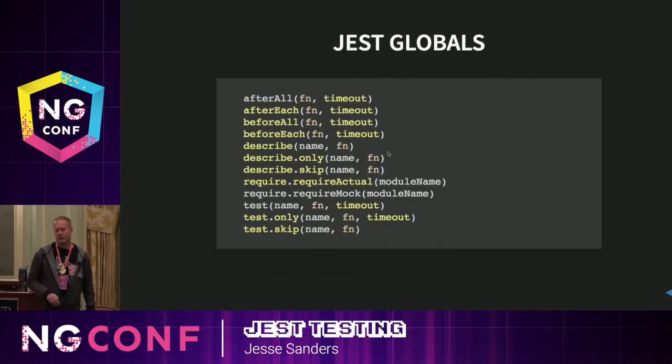All right, Jest globals here. These globals should look very familiar. These are pretty much the same globals that you have with Jasmine. Really, the main difference here is we have two of them, requireActual and requireMock. So those are two different globals that are available. But otherwise, everything else that's there is stuff that you're already used to.